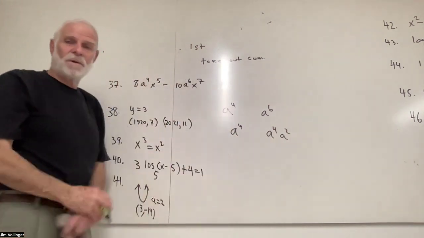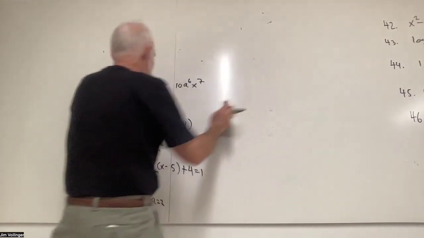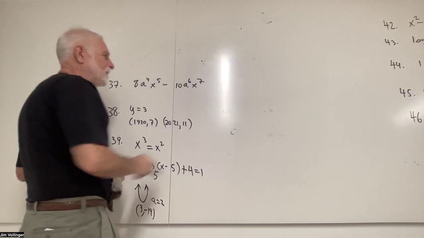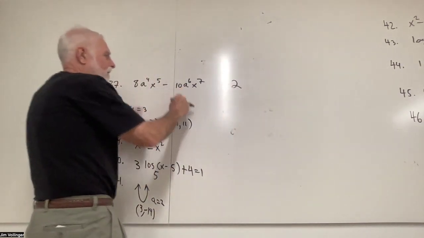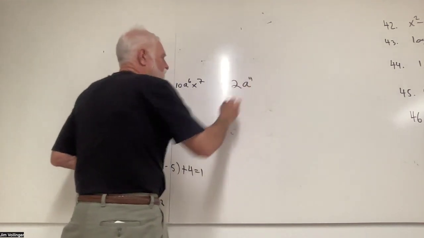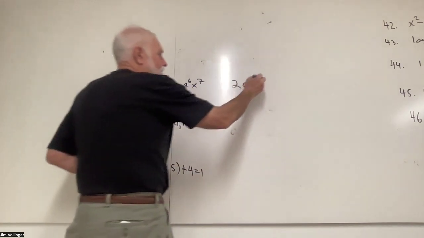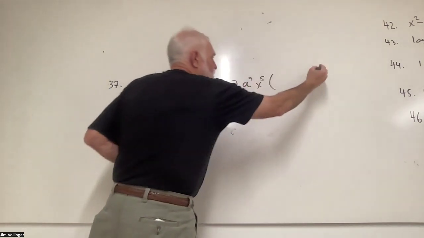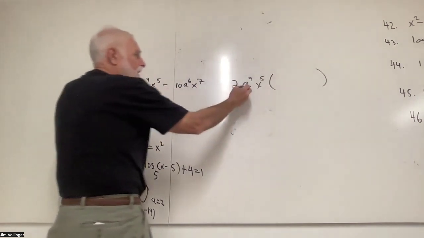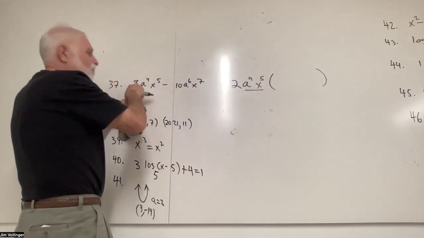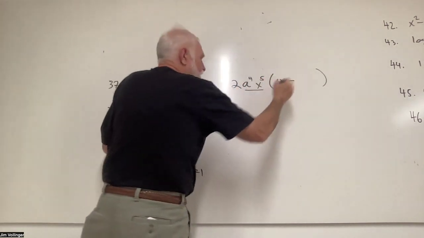The smaller exponent. So what's another way of writing this? Well, what do 8 and 10 have in common? 2. What do a to the 4 and a to the 6 have in common? a to the 4. What do x to the 5 and x to the 7 have in common? x to the 5. Now I should be able to build it back up to get 8a^4x^5. Well, I already have the a^4x^5. So 2 times what gets me 8? Simply 4.